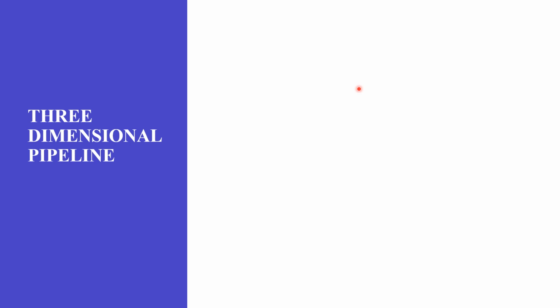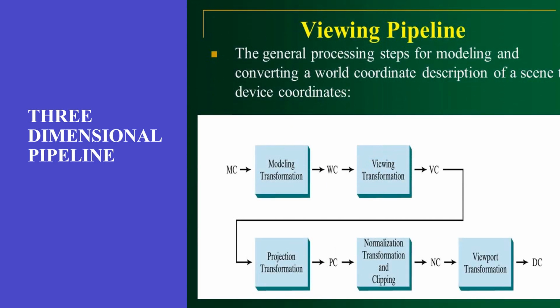The three-dimensional viewing pipeline consists of mainly five stages: modeling transformation, viewing transformation, projection transformation, clipping, and viewport transformation. Both the two-dimensional and three-dimensional pipelines are very similar.